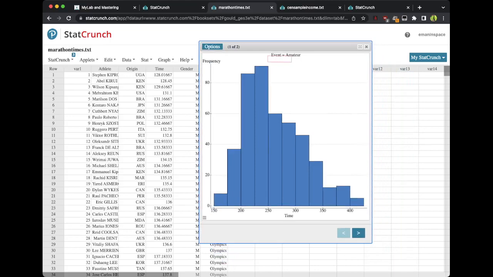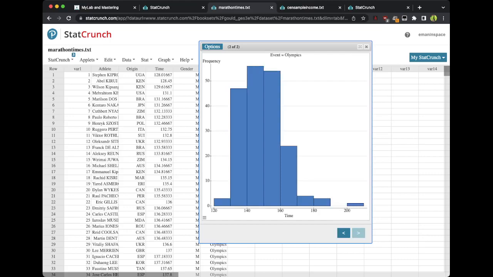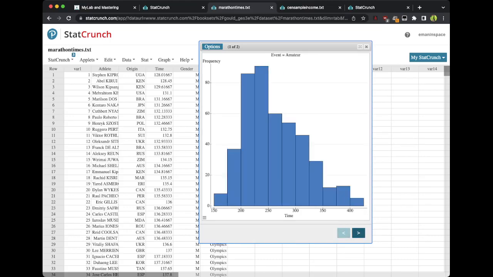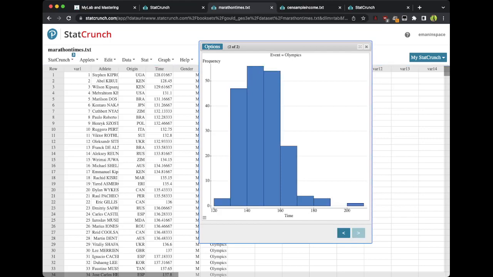So these are the amateur athletes, and I can click over here with the little right arrow, and here are the Olympic athletes. And you can actually see now that this is a unimodal distribution. Here's the mode right here. It's a little skewed to the right, but at least we have a unimodal distribution. Same thing if we look at the Olympic athletes. It's a unimodal distribution. It's skewed right a little, but it's unimodal at least.